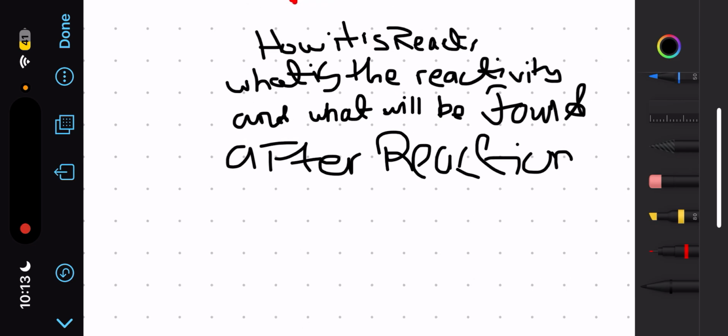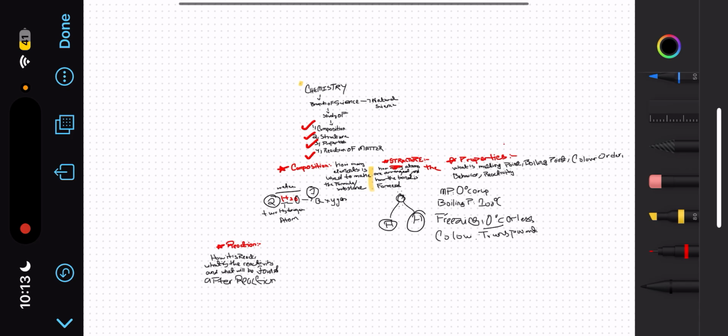How it reacts means, for example, if we put salt in water, how will it react? Will it mix? Will it float? Will it go to the bottom? Will it dissolve? What is the reactivity of it? What will be formed after the reaction? If we put salt in water, it will be converted into salt water. So this type of thing is discussed in the reaction category.